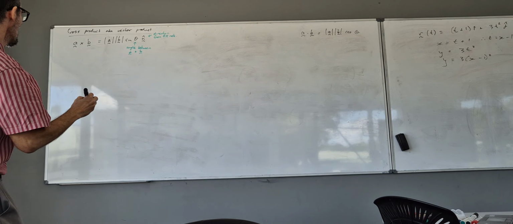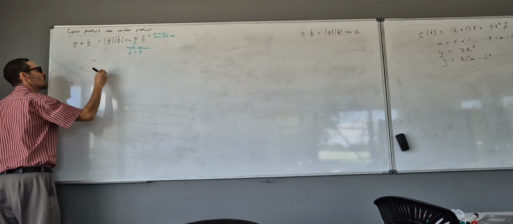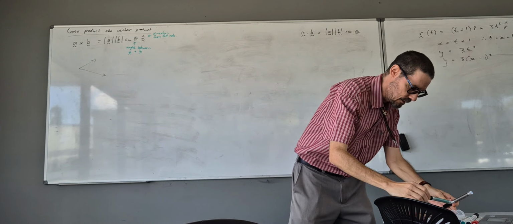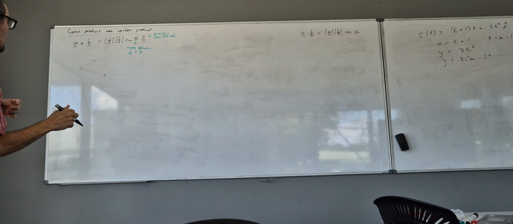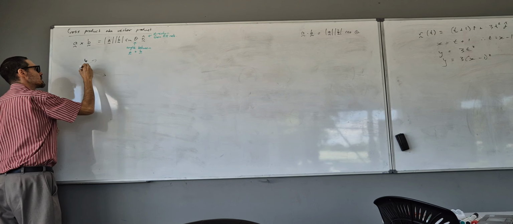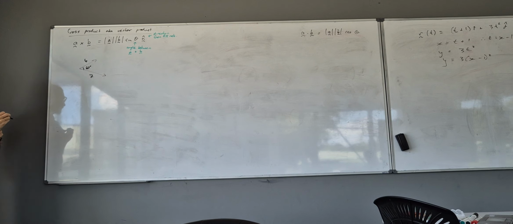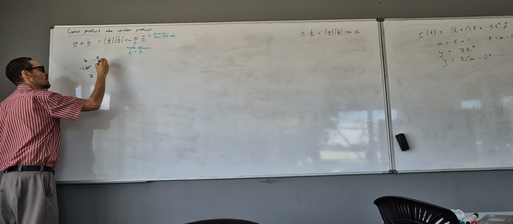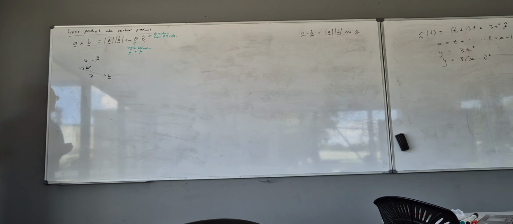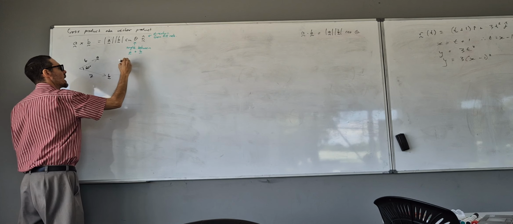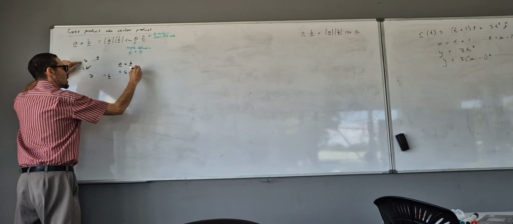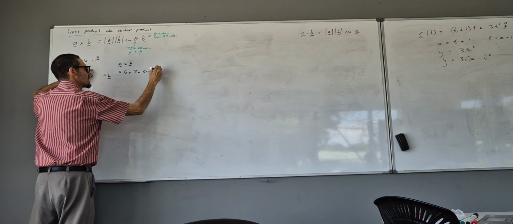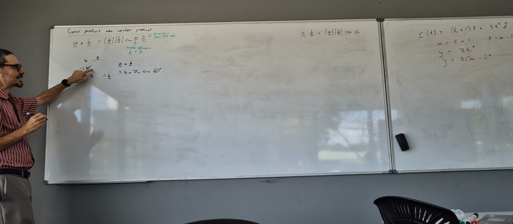So, simple example. 4, 7, 60 degrees. I'm going to call this one A and this one B. So then A cross B is 4 times 7 times sine 60 degrees in some direction.